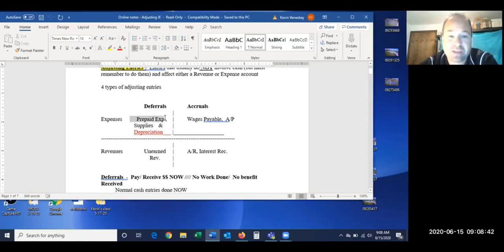The prepaid expenses, we're going to see that one can definitely be an adjusting entry. When you first pay for something, like a prepaid expense, something that you're going to use for the next few months, then that's the easy one. That's the one where we know we have to record.